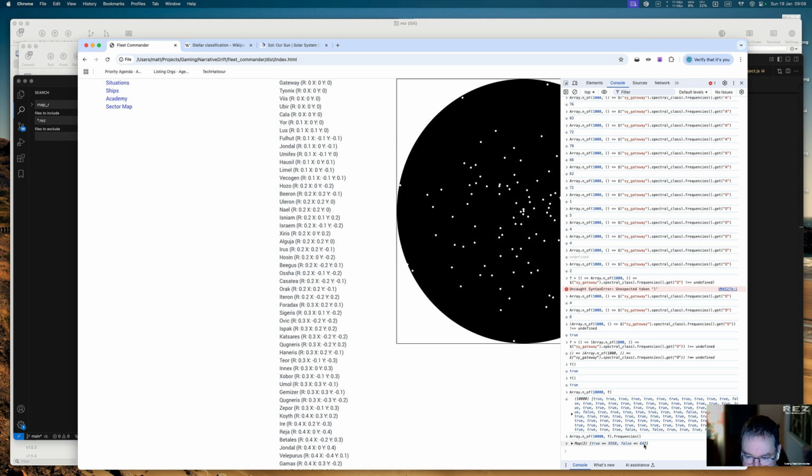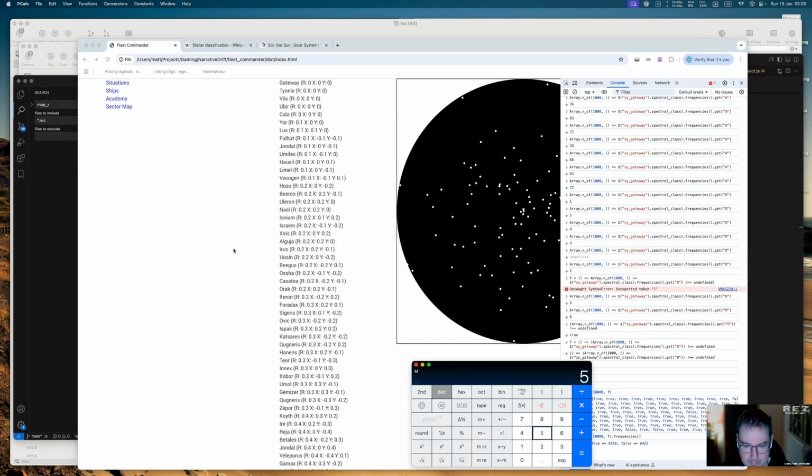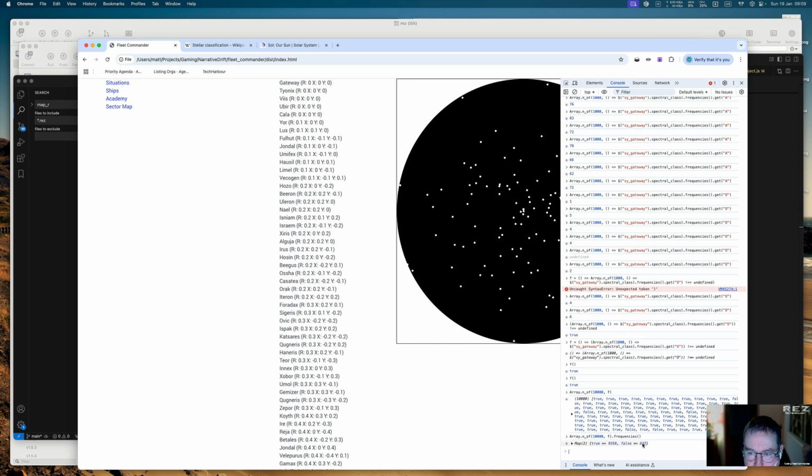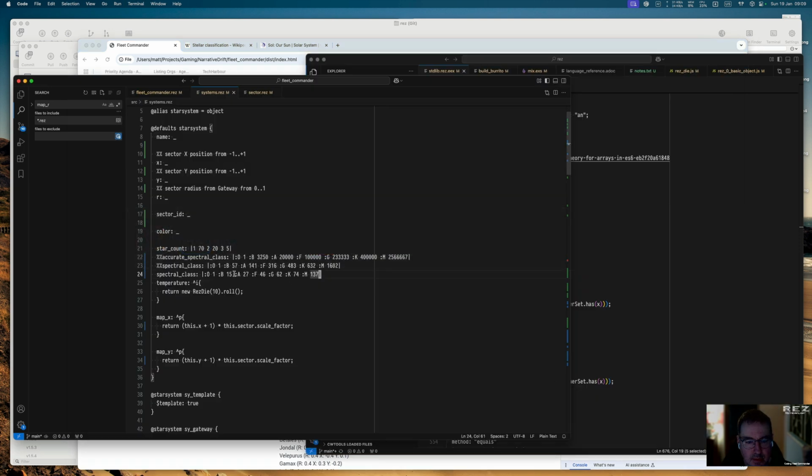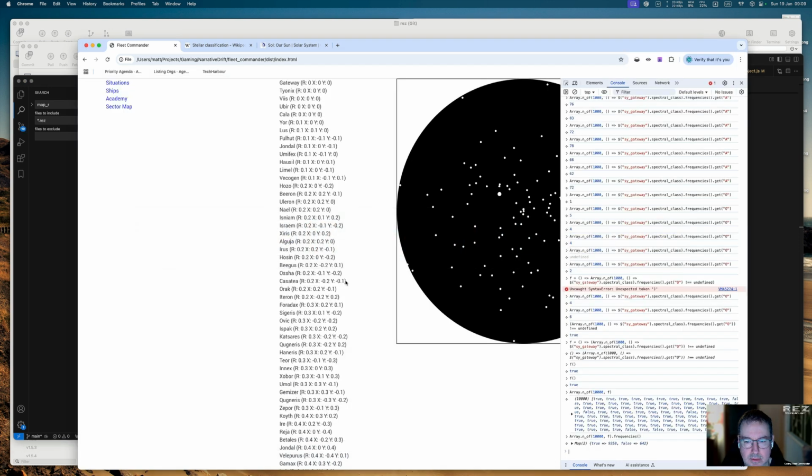So in 10,000 times generating 1,000 stars, 642 times we didn't get one. What's the relative frequency of that? So 642 over 9358. Yeah, so it's about 7%. About 7% of the time we don't get an O star. I'm not sure how important it is that we do actually get O stars.